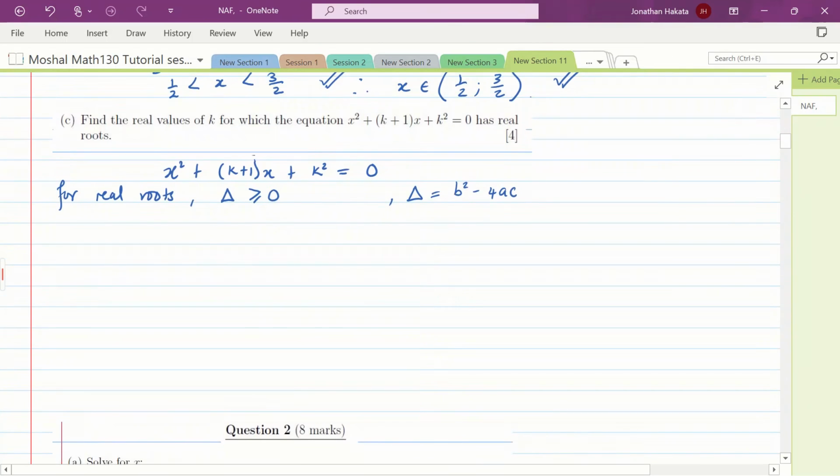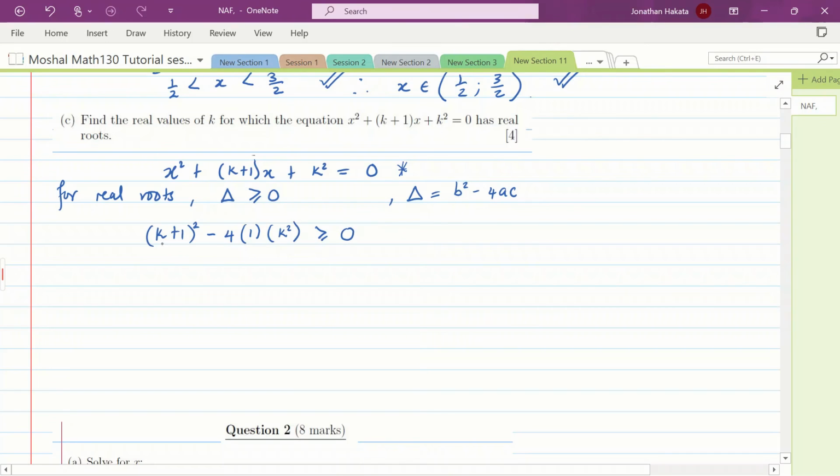So now let's do this. What is b according to this quadratic equation here? Our b is k plus 1. So we say k plus 1, this is b squared, minus 4, a is 1, and c is k squared. And for real roots, we require that this should be greater or equal to 0.